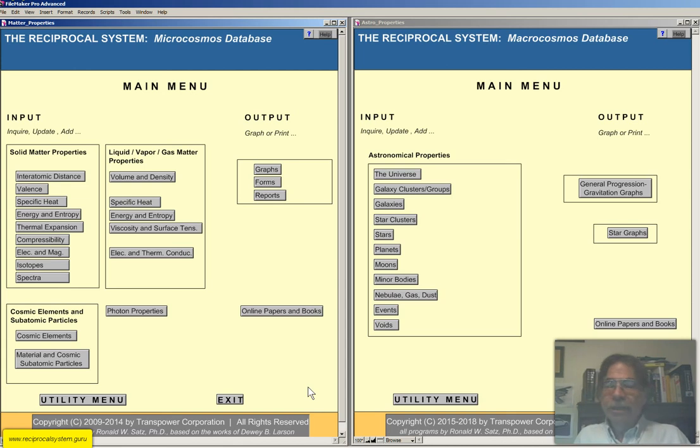Okay, well that does it for today. I've covered cosmic elements in some detail. Again, please study the reciprocal system and prove it for yourself, and thanks for your attention.